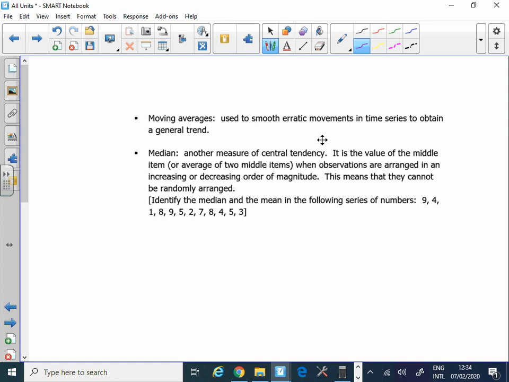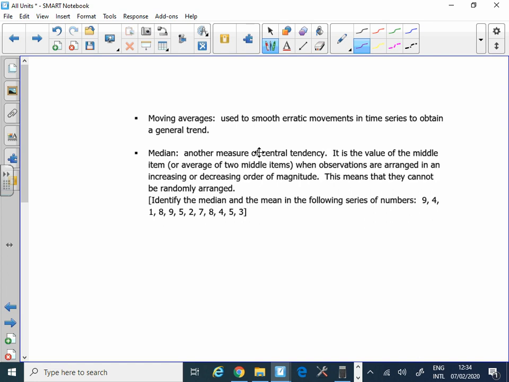Moving averages are used to smooth erratic movements in time series to obtain a general trend. And then the final measure that we can talk about is the median. So median means the middle. It's the value that is in the middle. If you have three numbers, it's easy. You just pick the middle number.